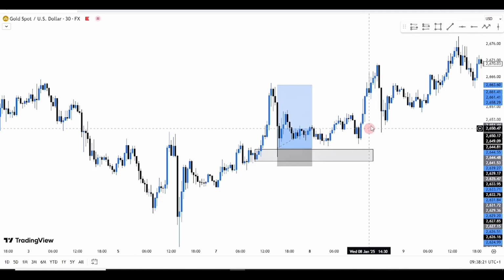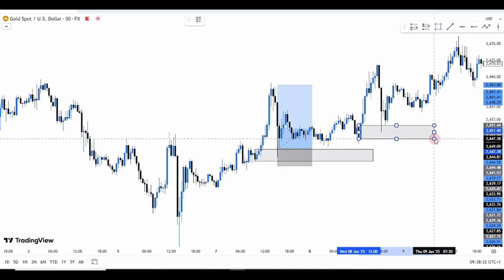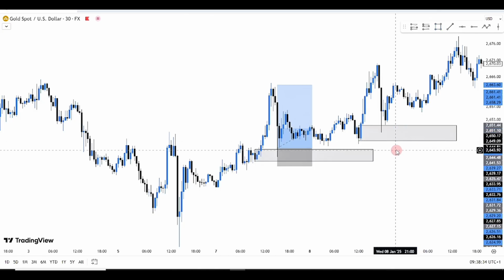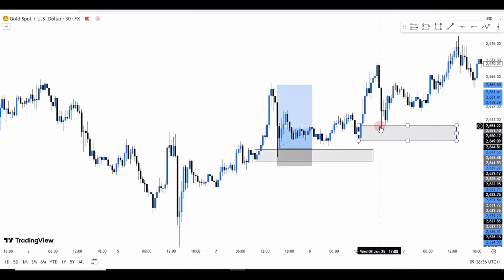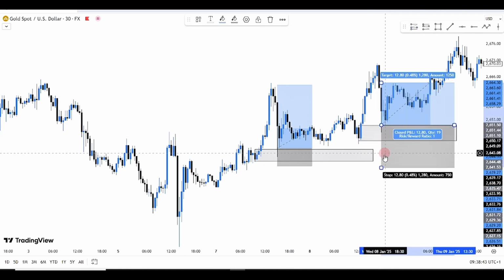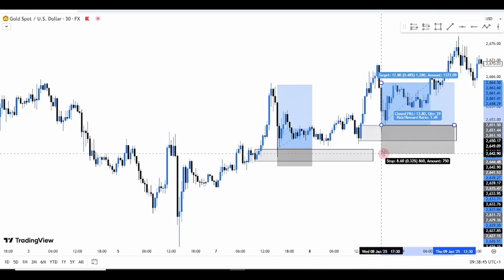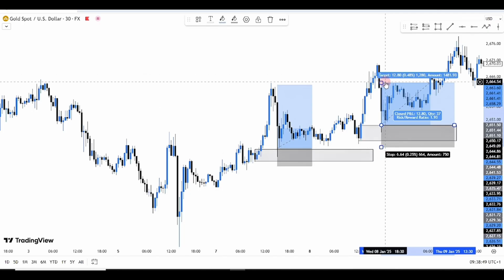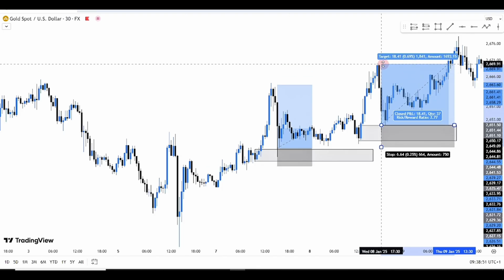So looking at what price did there, we had price come back at that very level and we had the reaction to the upside. So I want to map out the very last bearish candlestick pattern that formed before the aggressive buy to the upside. Looking at what price did at that point, we had the reaction to the upside. So I want to buy at this point. My SL should still be below this very demand and my TP should be at this very point.